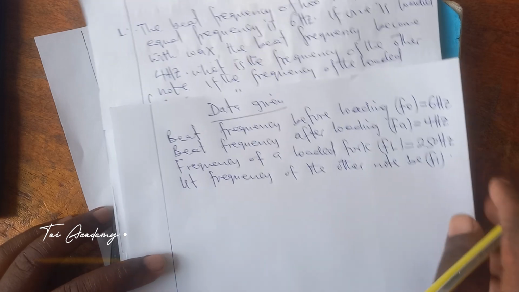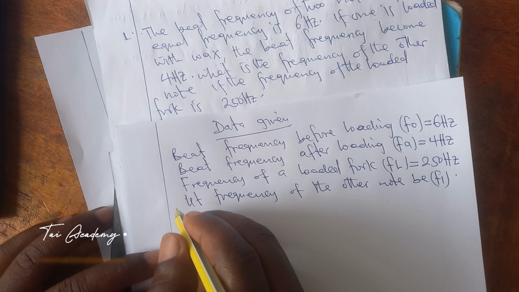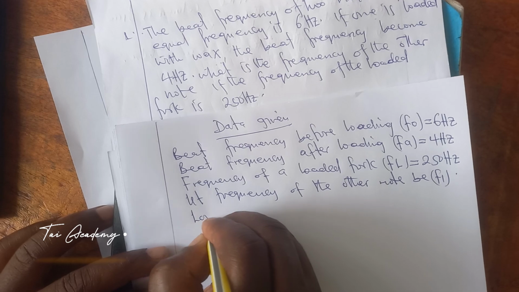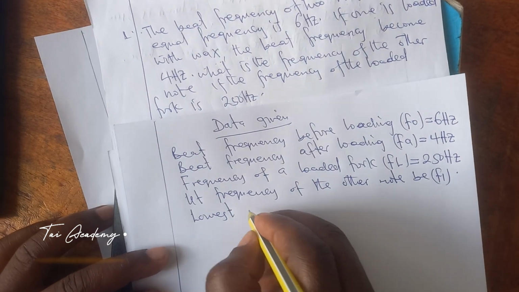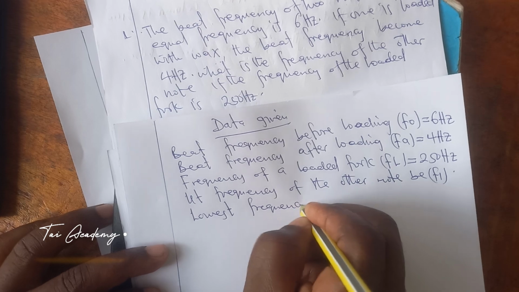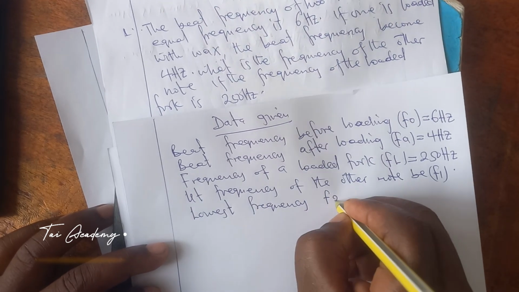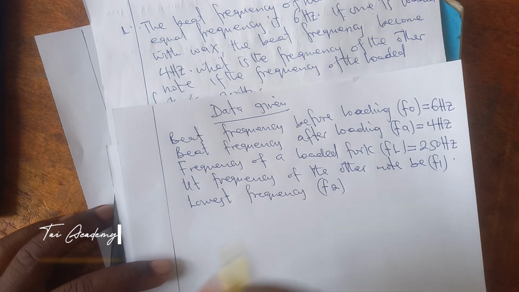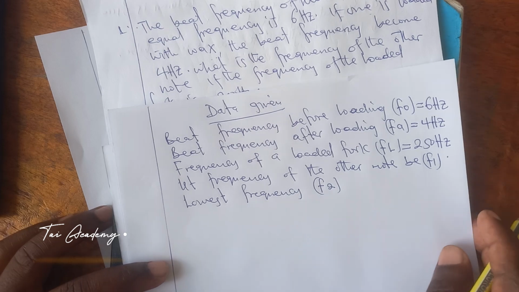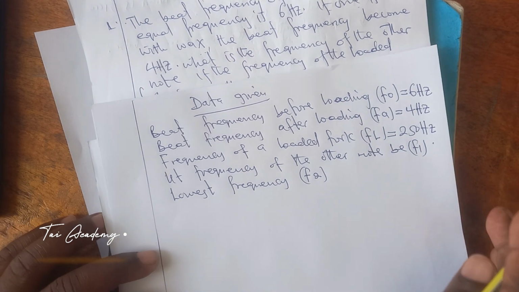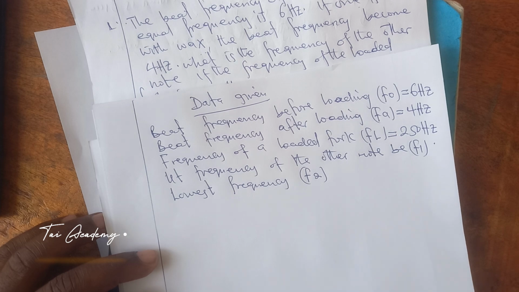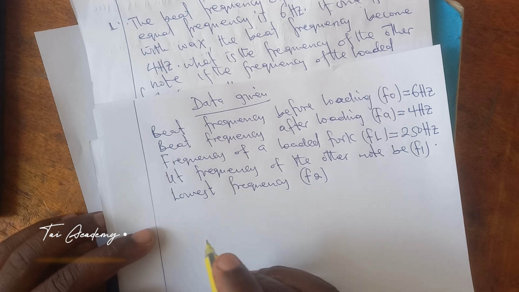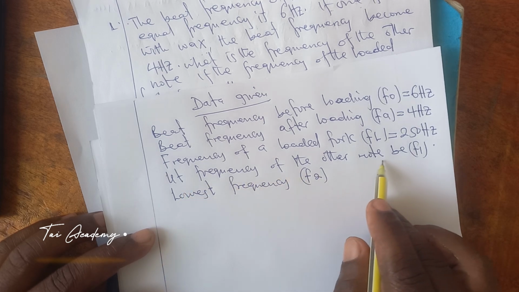Also, let the lower frequency be F2. Lowest frequency be F2. Now let the frequency of the other note be F1.